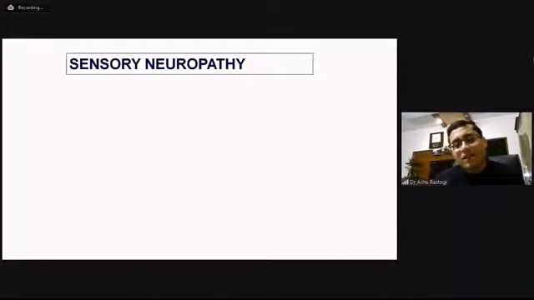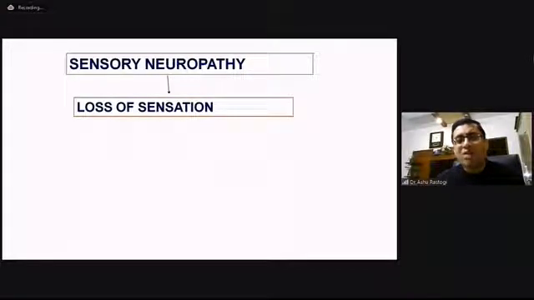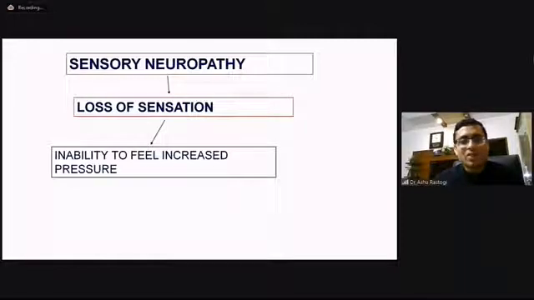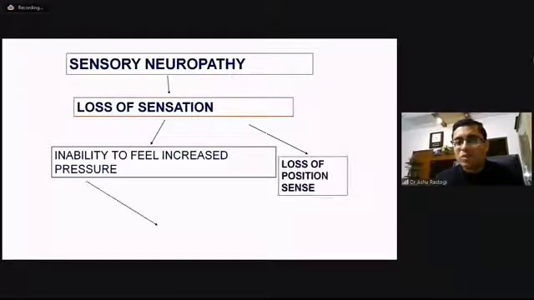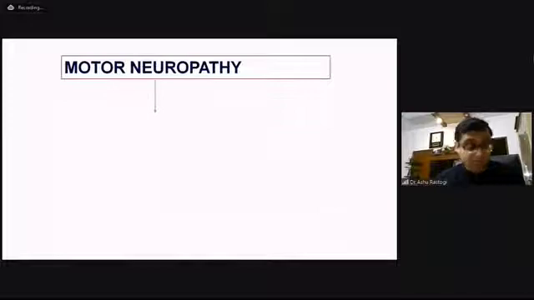Now, as I have told, both motor as well as sensory neurons are involved. So if a patient has sensory neuropathy, he'll have a loss of sensations, and this is the most beautiful sense that God has given to us. But unfortunately, if we lose sensations, there will be an inability to feel increased pressure, and the patient would lose position sense, and then the patient would have a changed walking pattern. This is important to note.